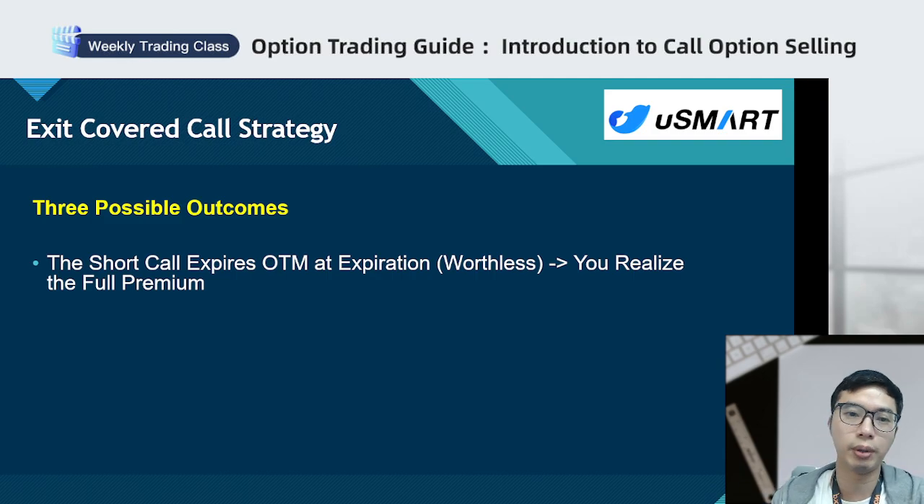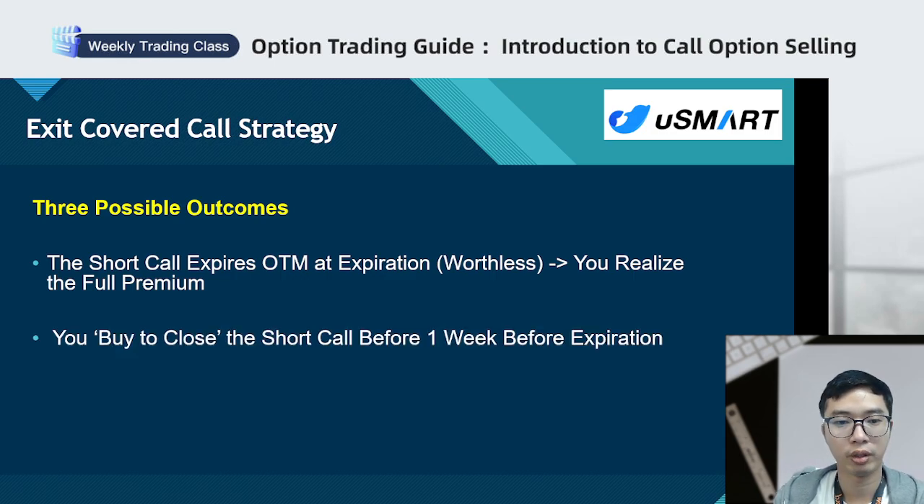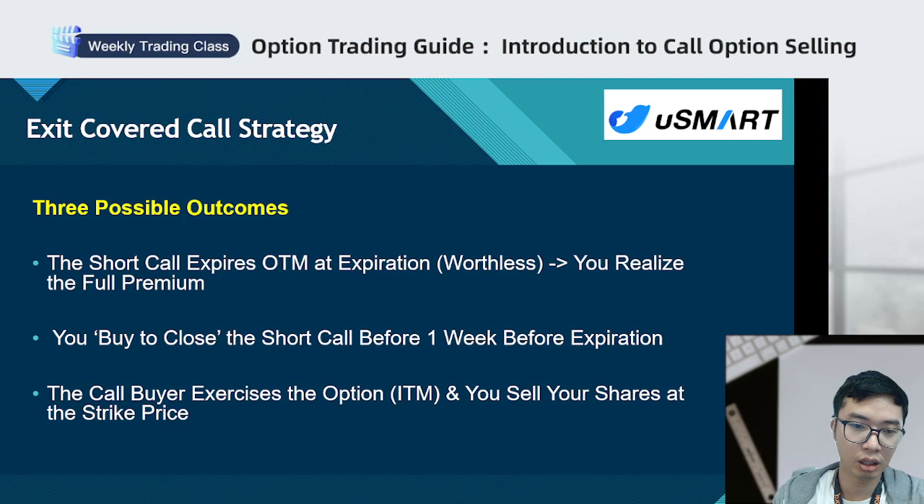So next I will talk about how to exit the covered call. There will be only three possible outcomes. The short call expires out of the money and expires worthless. As call sellers, we want the calls to become out of the money, become worthless, because the call buyer will lose and we earn the premium. We can also buy to close the short calls one week before the expiration. Or the call buyers exercise the options in the money and you sell your shares at the strike price when you hit it. Those are the three possible outcomes.